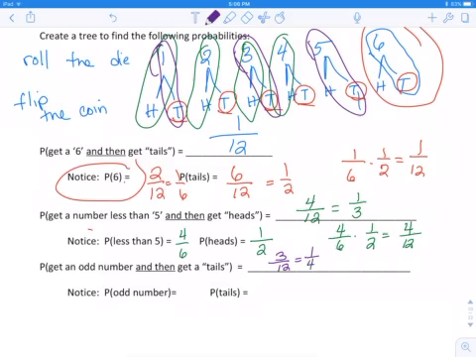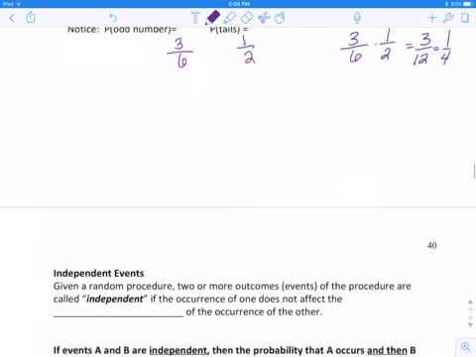So the probability of getting an odd number, well, you could get a 1, a 3, or a 5. So that would be 3 out of 6 if we're rolling a die. And the probability of getting a tail is 1/2. So again, notice if we multiply those two probabilities, we would get 3 out of 12 or 1/4. So you might be seeing why we call this the multiplication rule.